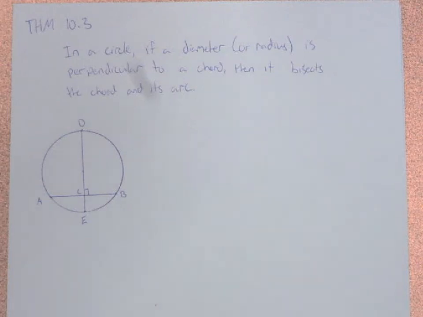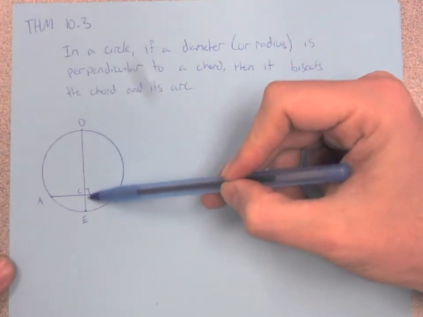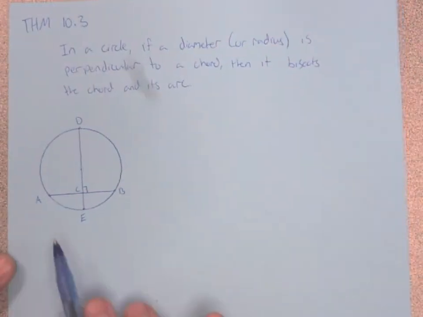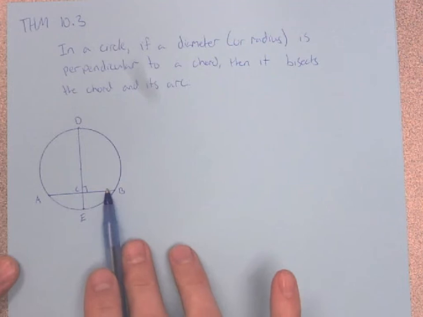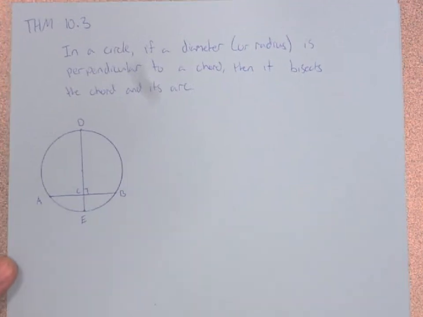Hey guys, this is an explanation and proof for theorem 10.3, which is in your book in section 10-3 on page 535. This is what it says. In a circle, like this one, if a diameter, so here we have a diameter, or radius, is perpendicular to a chord, then it bisects the chord and the arc.